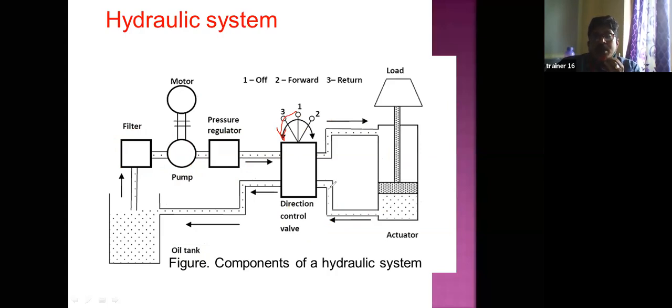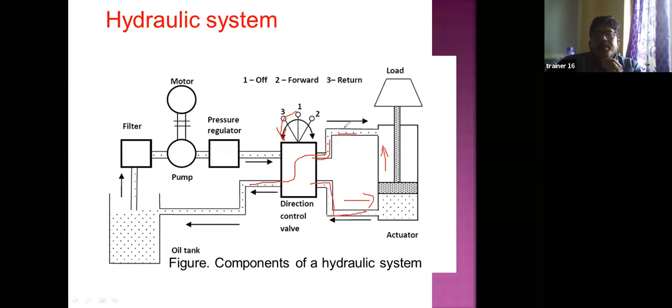Then at the next position, if you press this lever in the other direction, the flow direction will change. The liquid goes in this direction, and the load is lifted up. See here, the load is lifted up. And then the liquid at the other end goes out in this direction, through the directional control valve, and again goes to the oil tank, recycling.